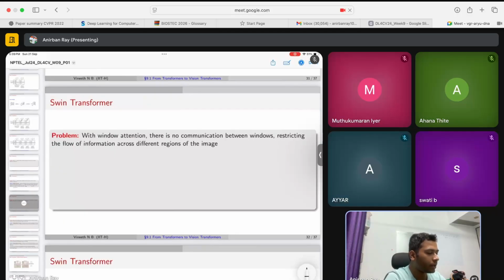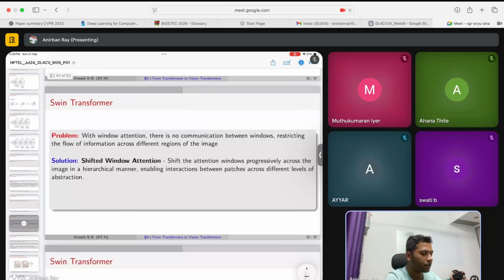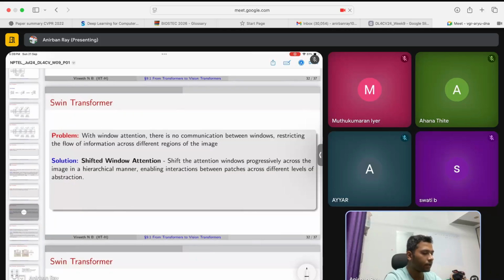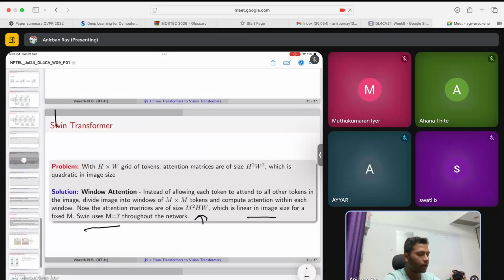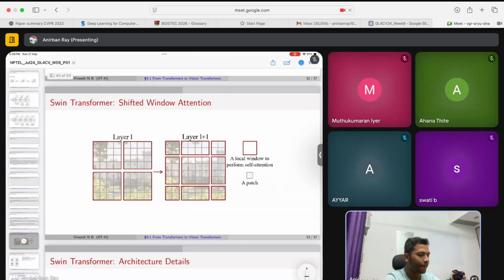With window attention, there is no communication between windows, which restricts the flow of information across different regions of the image. So then they do shifted window attention. These are actually the policy that is used to train the Swin transformer. Shifted window attention. Okay, we'll get back to this.